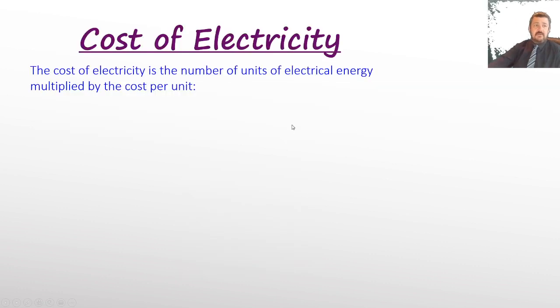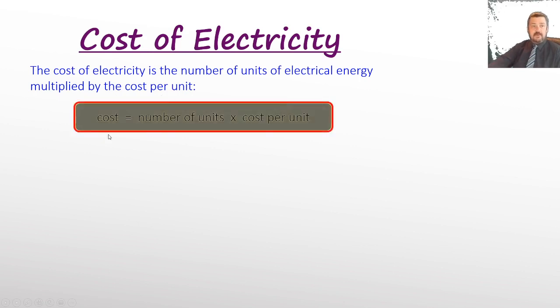Now what we're going to do on this is just add to the equation you've just been practicing. So the cost of electricity is the number of units of electrical energy multiplied by how much it actually costs per unit. So cost is equal to number of units times cost per unit. It's a nice easy equation.